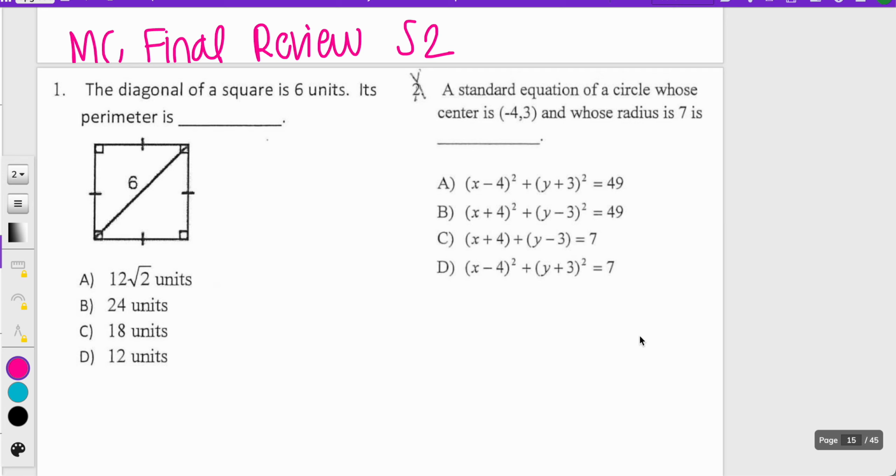Today we're looking at the multiple choice final review. This is semester 2, and we'll just be going over day 1, this is day 2, but day 1 of multiple choice. So we're going through the first 3 pages. So let's talk about number 1.